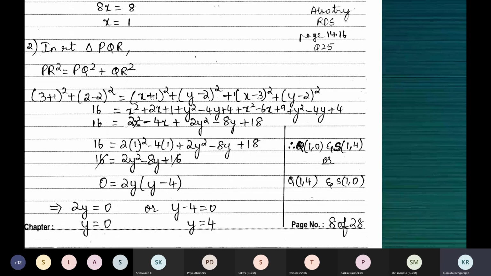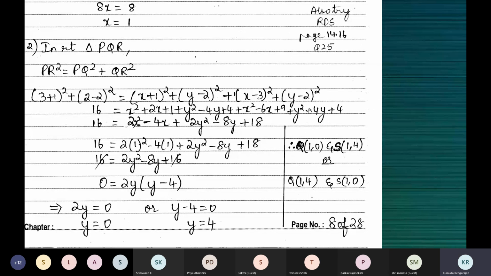So in the next equation, wherever there is x, we'll use 1, and we'll directly get the values of y. So when x is 1, y is 0, because you have taken x as 1, right? So y is 0 or y is 4. That means when x is 1, y is 0, or when x is 1, y is 4. 1 comma 0 or 1 comma 4.